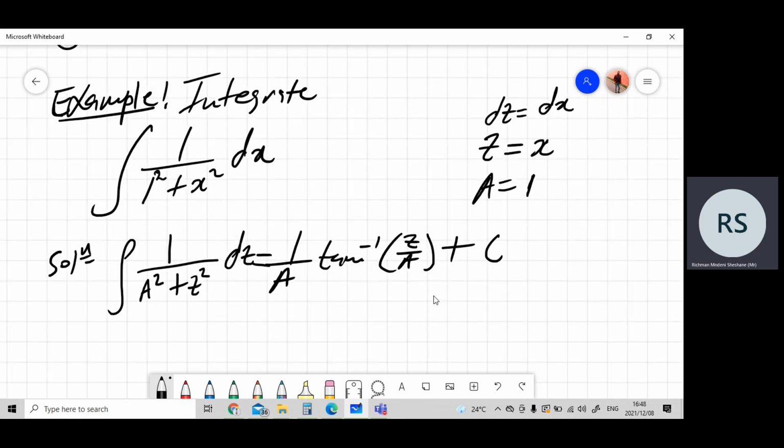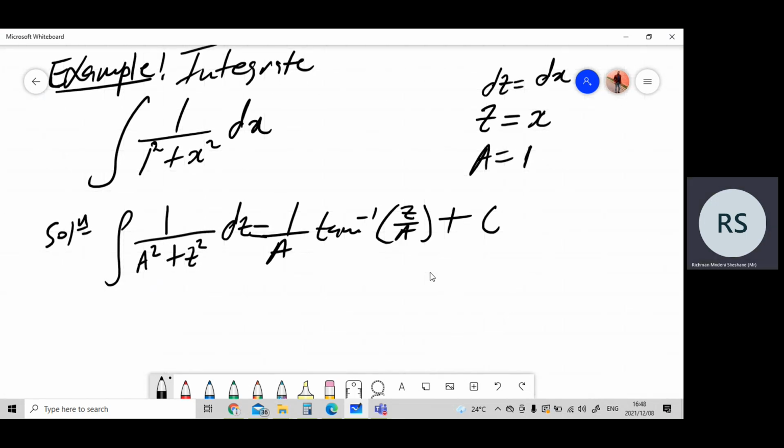All right. So we substitute z and a into our formula just to see which formula this is. According to the formula, the integral of this is 1 over a tan inverse of z over a plus c. Okay, now it's integrated. Now, we use the formula.